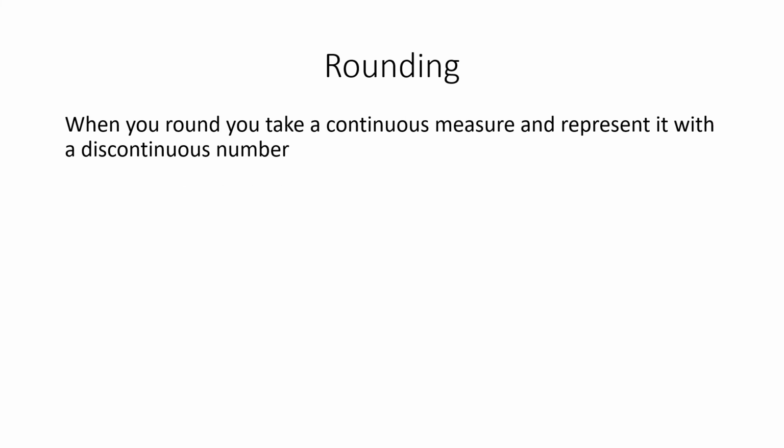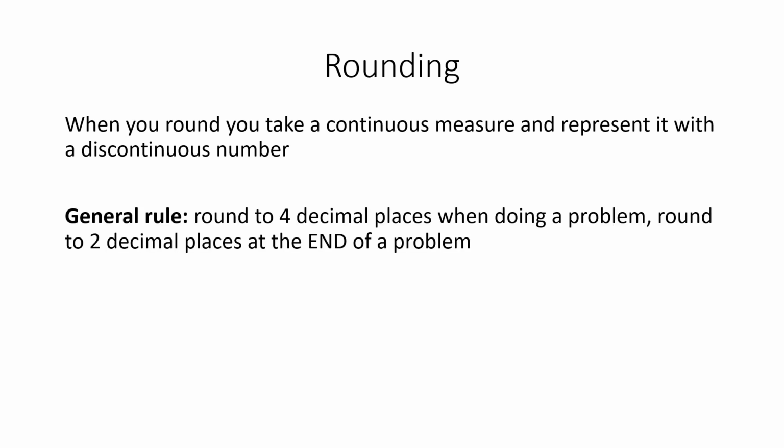Next thing is rounding. Anytime you've got a continuous measure, you round it to represent it as a discontinuous number. The general rule for this class is to do 2 decimal places at the end of a problem. However, you should always do 2 more decimal places than that at intermediate steps of the problem. So let's say you've got 4 steps. You round the first 3 steps to 4 decimal places, and then you round the final one to 2 decimal places. The reason you do that is that it corrects for rounding errors.